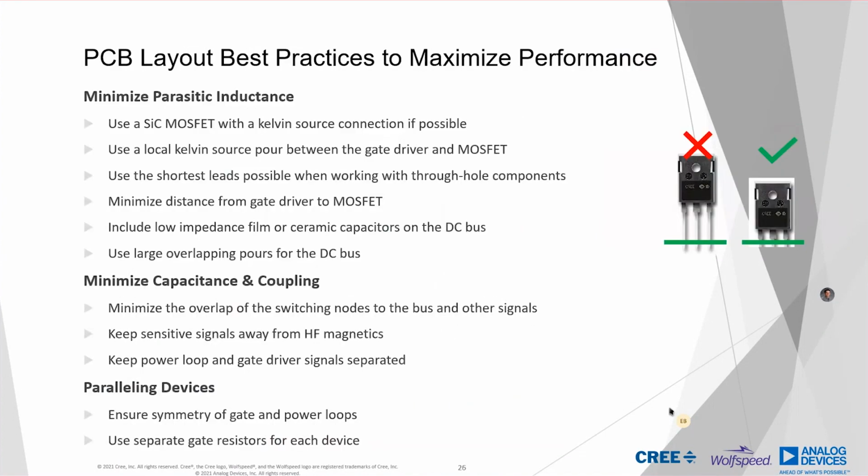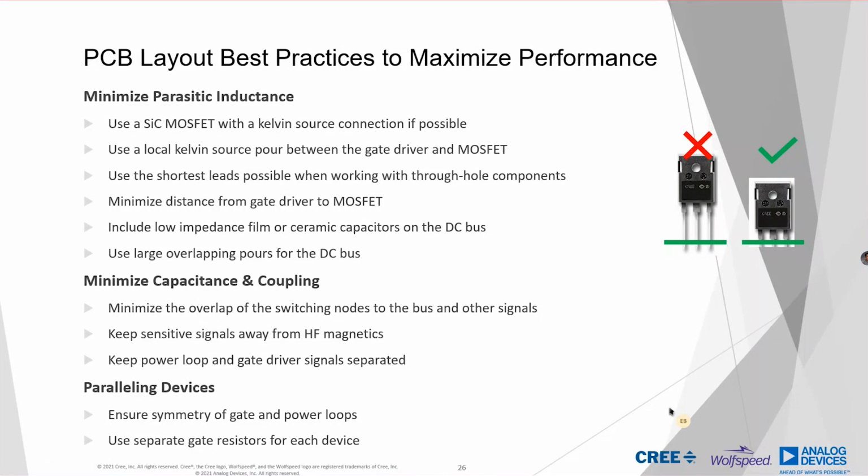So just to summarize some of these best practices for PC boards, anytime it's possible, you want to use a Kelvin source connection part. Use a source pin between the gate driver and the MOSFET to minimize the inductance in the gate drive loop. Use the shortest leads possible. I mentioned each of these leads is 12 nanohenries. That's at the longer length. If you can drop that part right down onto the board, that loop gets much smaller and the inductance gets smaller and you're going to see performance improvements.